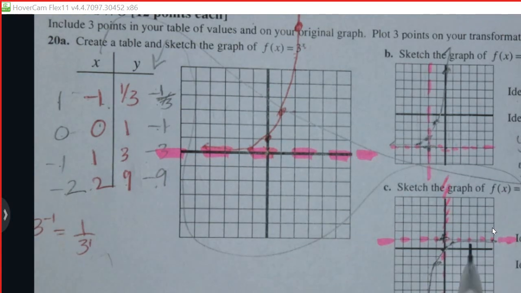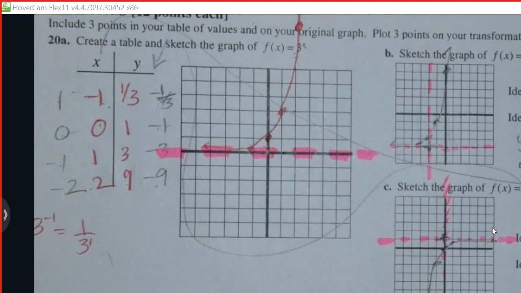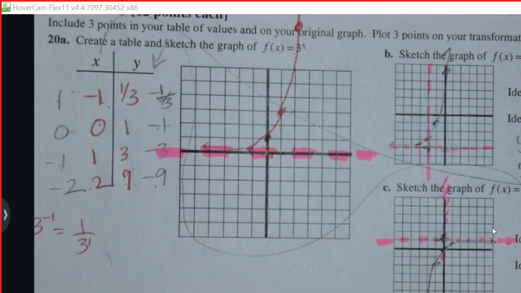Okay, do we have an x-intercept? I can already see it. It's 0, 0. Sorry, it is 0, 0.